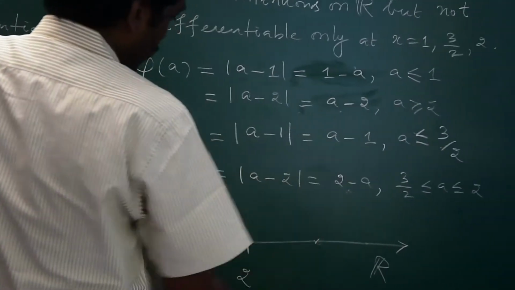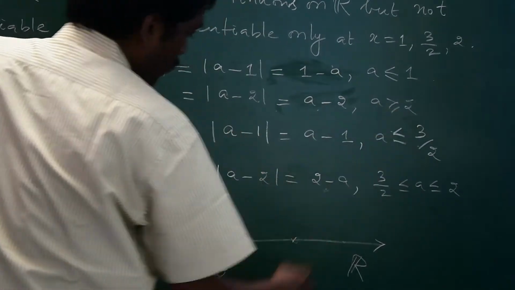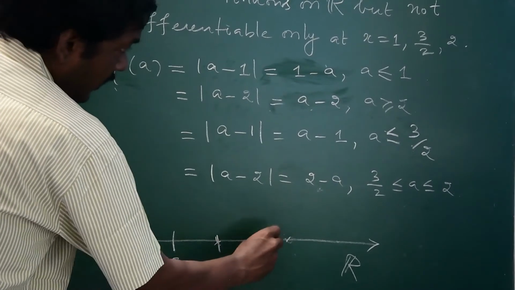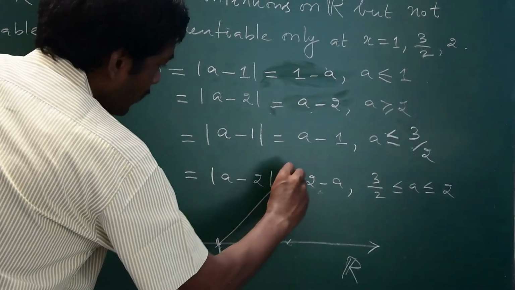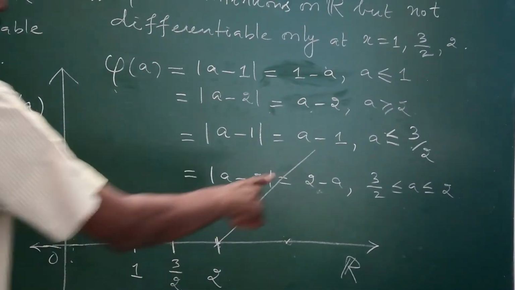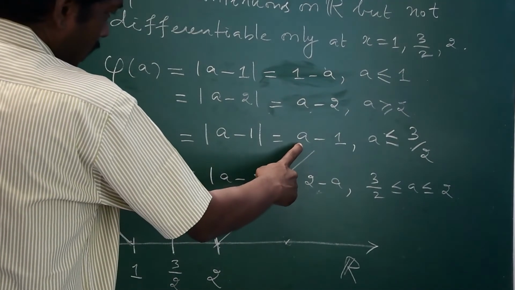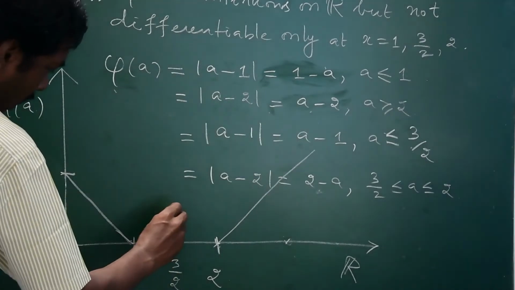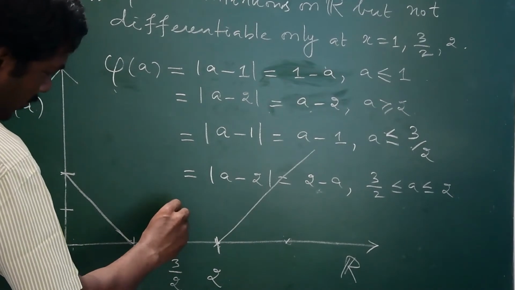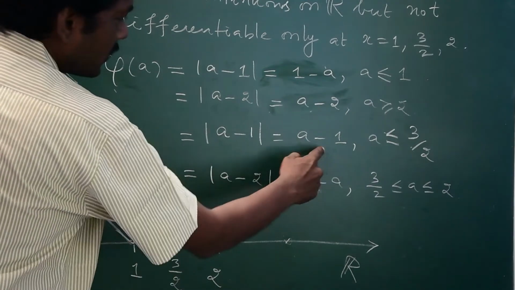Now take the case to the right, when a is greater than 2. When a is equal to 2, it is 0. When it is 3, it is going to be 1. So the graph is going to be something like this. What happens at this point? When a is equal to 3 by 2, when you substitute, it is going to be half. So the graph is something like this for the third case.